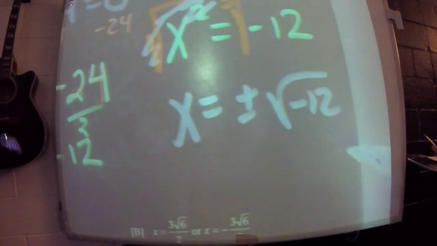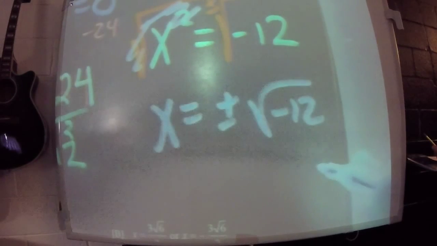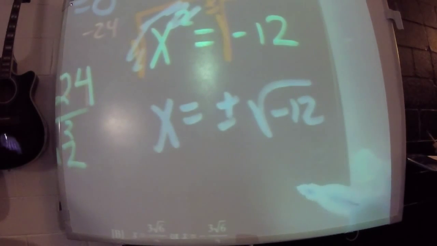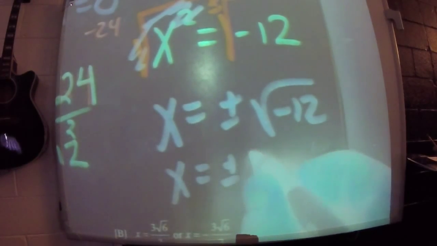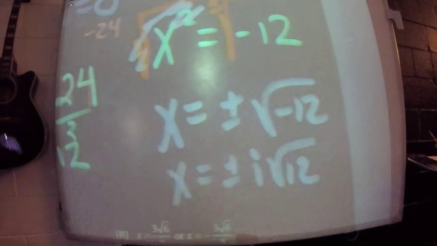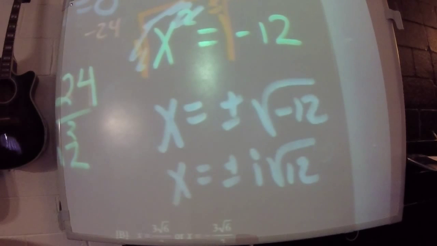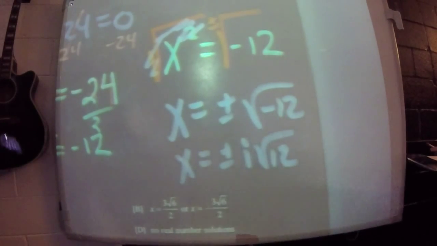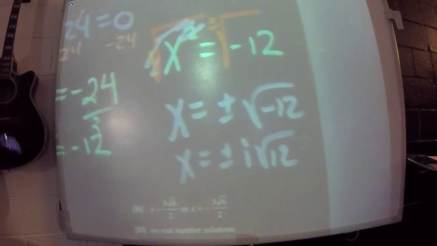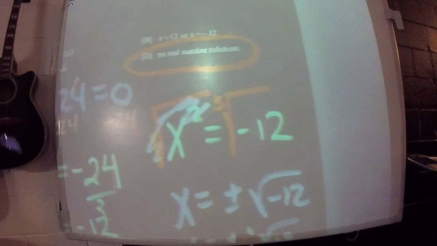It becomes i. So what you're really seeing is if you have the square root of a negative number, you don't have a real number. You end up with an i number. You get x equals plus or minus i square root of 12. And so then you're going to go, well, I don't have any real solutions. I've got imaginary ones. So if you end up trying to square root a negative number, you have no real solutions.